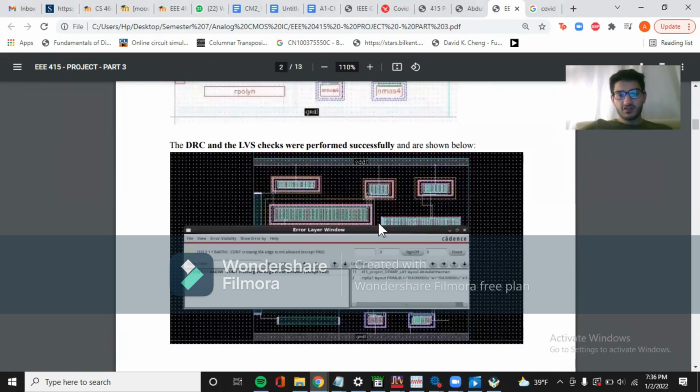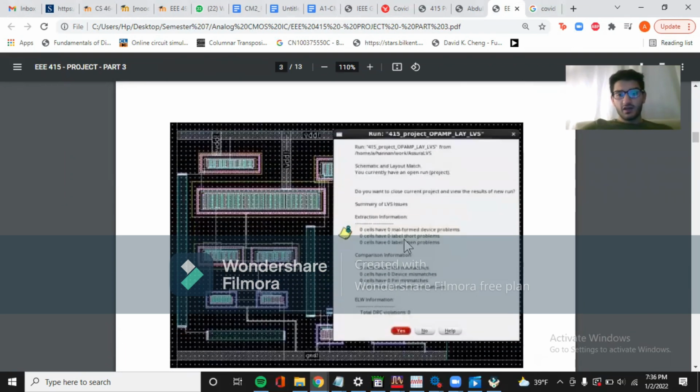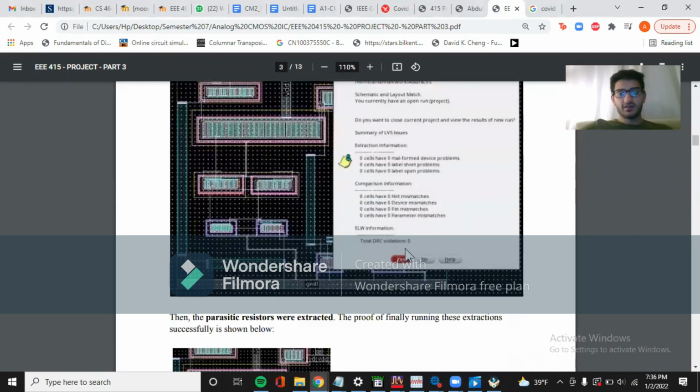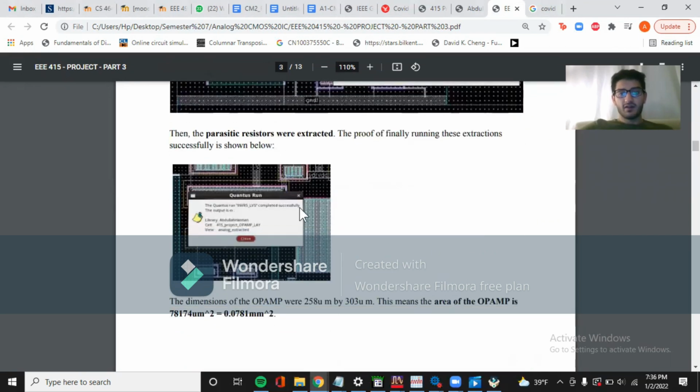Then I performed the DRC and the LVS checks. The DRC check was done with negligible errors, and the LVS check was done with no mismatches between the layout and the schematic. And then finally, the parasitic resistors were extracted.